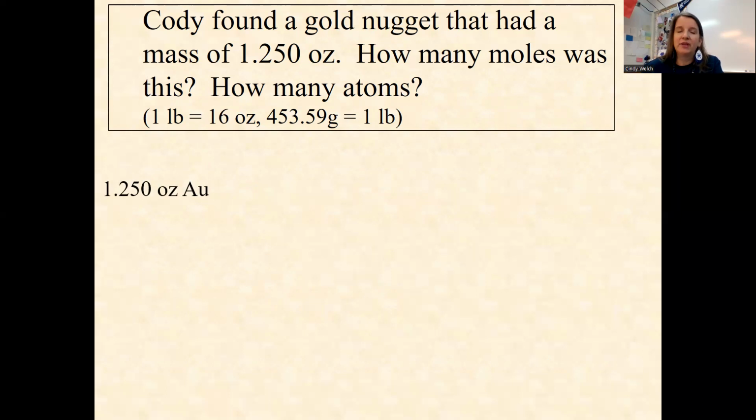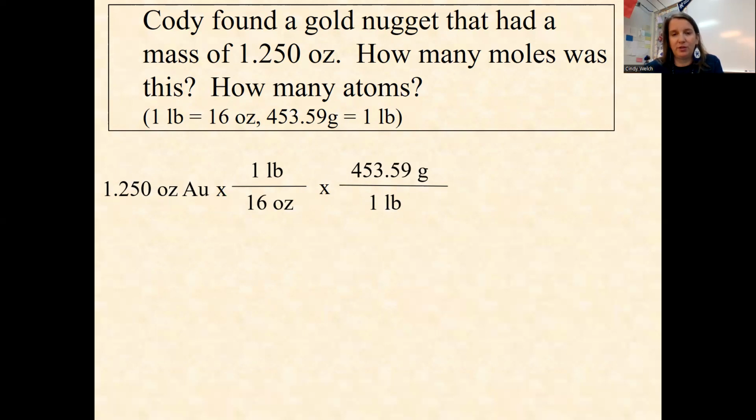That's Au. Now, whatever unit you're starting with, that unit is going to go at the bottom of your conversion factor so that you can cancel that out. So 16 ounces of gold is equal to 1 pound of gold up there on the top. We have to get rid of those pounds. We need another conversion factor, putting pounds on the bottom. This time we're going to switch from pounds to grams. So we have 453.59 grams is equal to 1 pound there at the bottom.